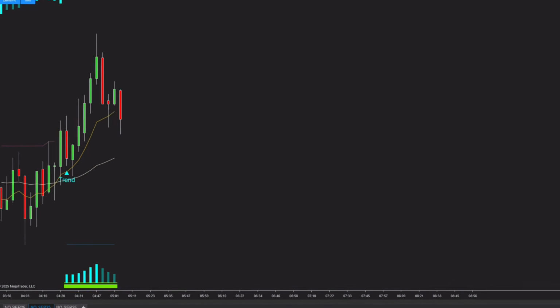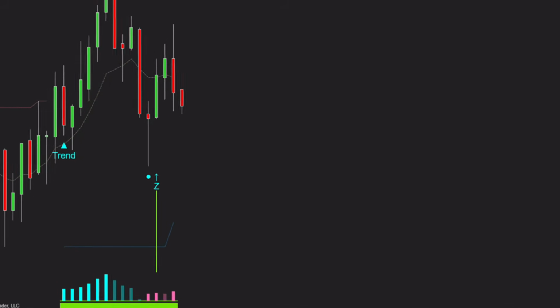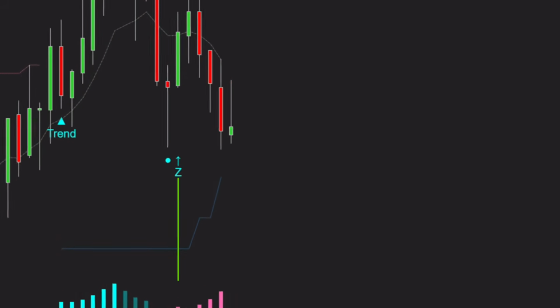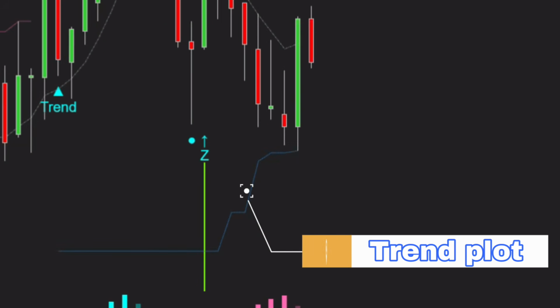During an uptrend, the trend plot is displayed in green and moves along with price action throughout the trend development. Its role is highly important, and I will explain it in more detail in the trading guide section later on.